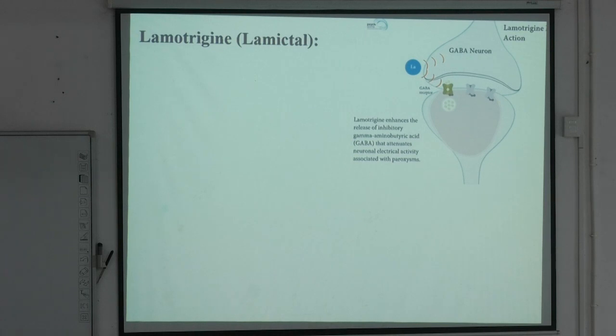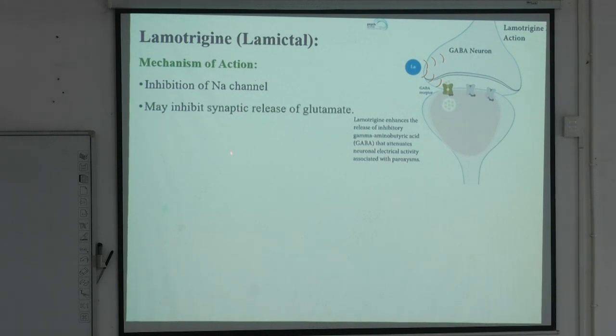So you see next is lamotrigine. Lamotrigine mechanism of action, inhibition of the sodium channel. So you remember the picture, you can write. Lamotrigine inhibitor of the sodium channel. May inhibit synaptic release of the glutamate also. So you see এখানে দেখানো হয়েছে. Also it enhances the release of inhibitory GABA. So lamotrigine এর function কি? One is sodium channel inhibition, one is GABA activation, and another is glutamate.